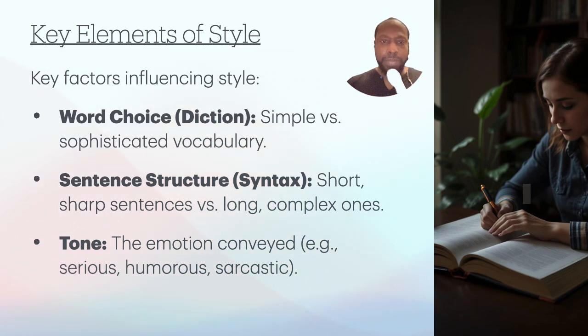Several elements will combine to create a writer's unique style. Let's explore three of the most important. Key factors that influence style include the word choice or diction, and you can think of simple language versus sophisticated vocabulary. You also have sentence structure, which is syntax. For example, short, sharp sentences versus long, complicated ones. The other thing that can influence style is the tone. That is the emotion or attitude behind the words. For example, is it serious? Is it humorous? Is it sarcastic?